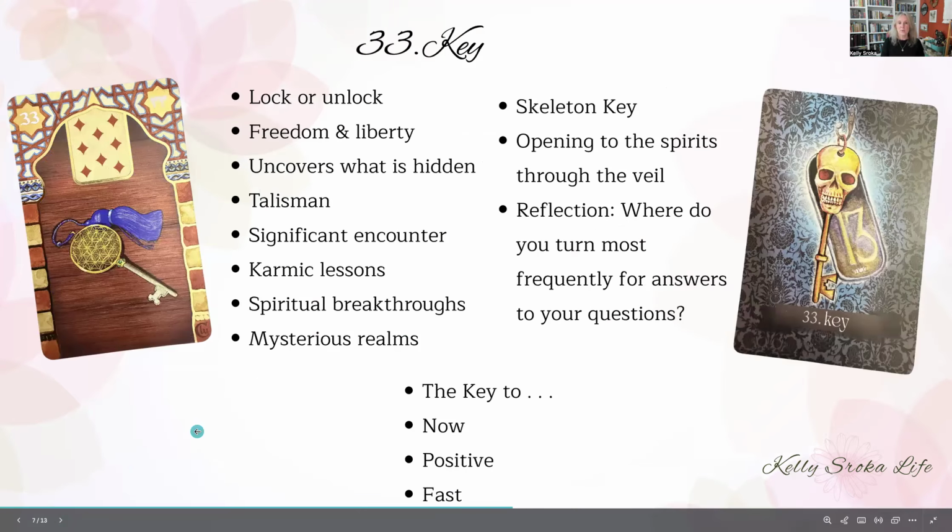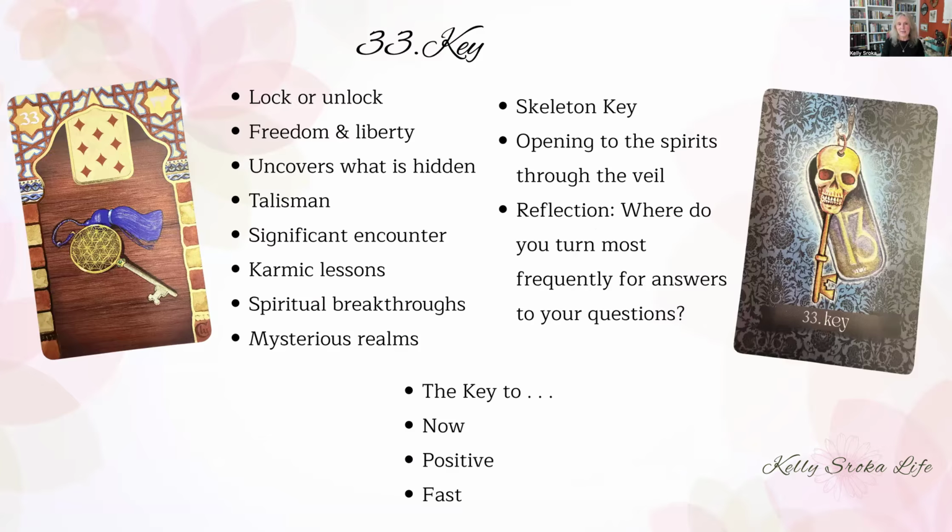All right. Now we're on 33, which is key. And key means to lock or unlock, just like a key. It can mean freedom or liberty. It can uncover what is hidden. It can be a talisman. So if you're looking for something magical, a magical talisman to work with, the key can be that symbol for you. It can be a significant encounter, can be karmic lessons, things that we learn from unlocking what is hidden. And so those karmic lessons for us can be spiritual breakthroughs, and exploring mysterious realms, and the key to that.